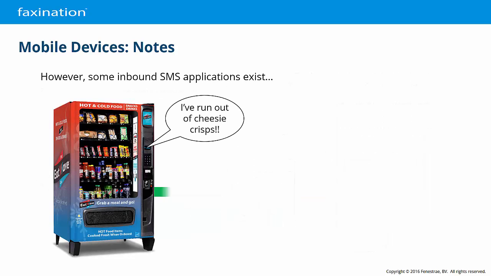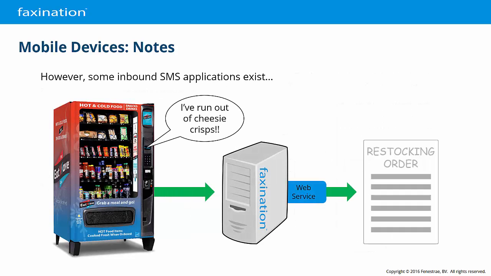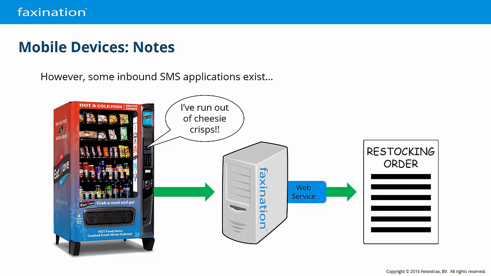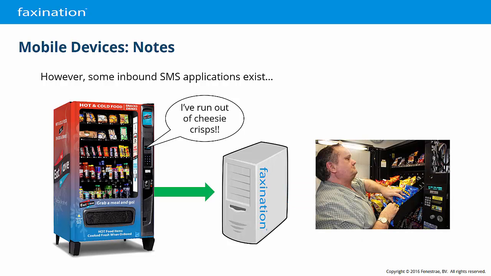However, there are some inbound SMS applications that exist. For example, many modern vending machines are capable of phoning home when they require servicing or restocking. The communication can be combined with web services to automatically dispatch a service technician or add the machine to a restocking route.